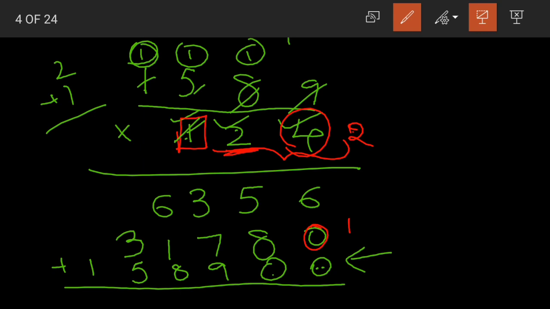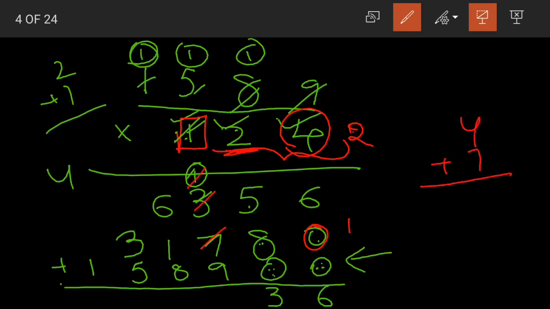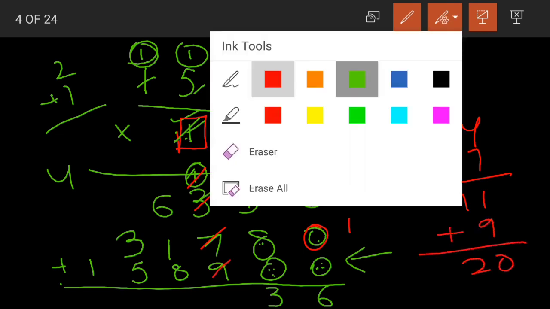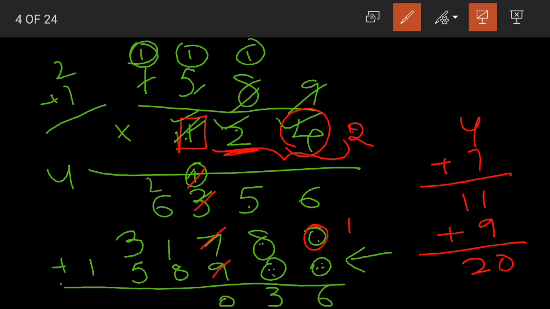After multiplying all the three, that is ones, tens and hundreds, we will add. 6 plus 0 plus 0, 6. 5 plus 8, 13. 13 plus 0 is again 13. So 3 here, 1 carry. Now here 1 plus 3, 4. 4 plus 7, what is it? 11. And then 11 plus 9. 11 plus 9 is equal to 20. So what do we do? 0 here and 2 carried.